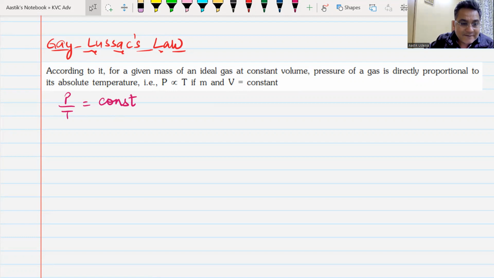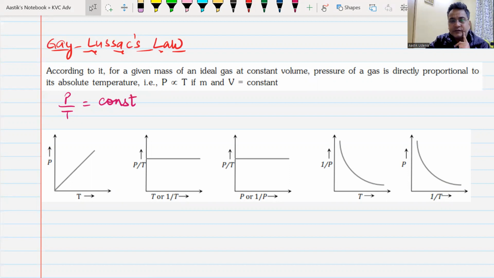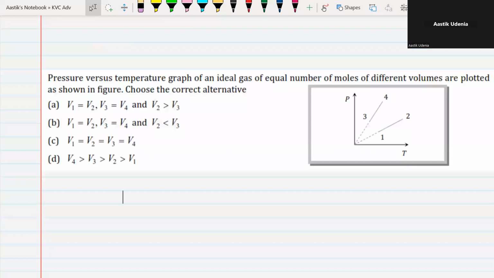Again, I can draw all these graphs. This is exactly similar to the graph that we had drawn then for Charles' law. This is just drawn between P and T, P by T and T, and 1 by P and T, and all those things. I hope you understand this. I'll give you 2 minutes to note it down. Then comes the simple question.